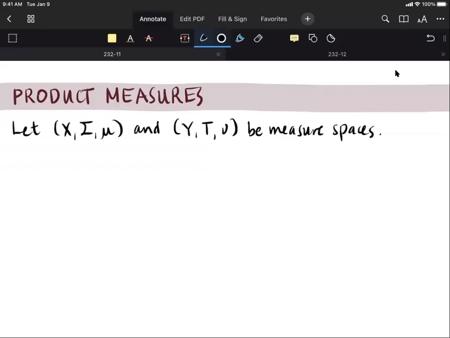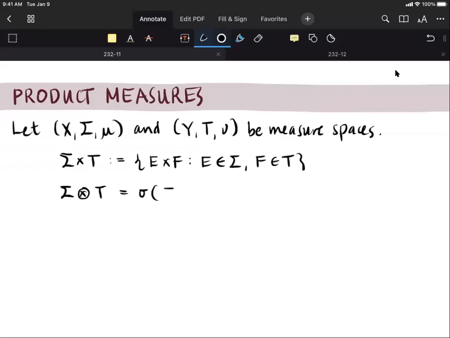And recall that the Cartesian product of two sigma algebras is the collection of Cartesian products E × F, where the first set E is in Σ, and the second set F is in T. And recall that the product sigma algebra is the sigma algebra generated by the Cartesian product. And this follows from our previous discussion.